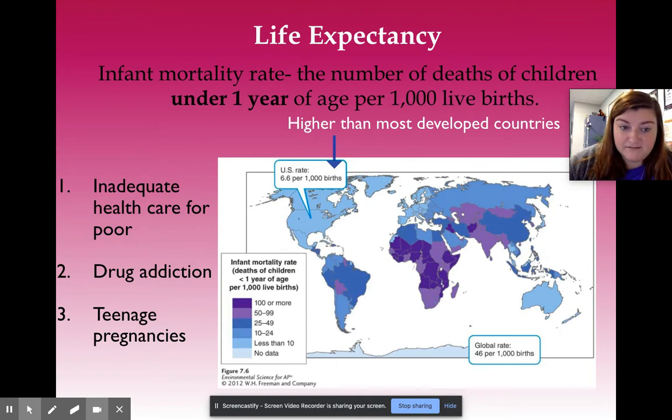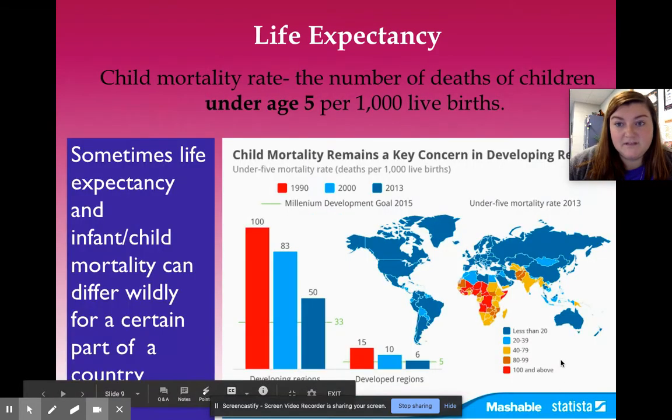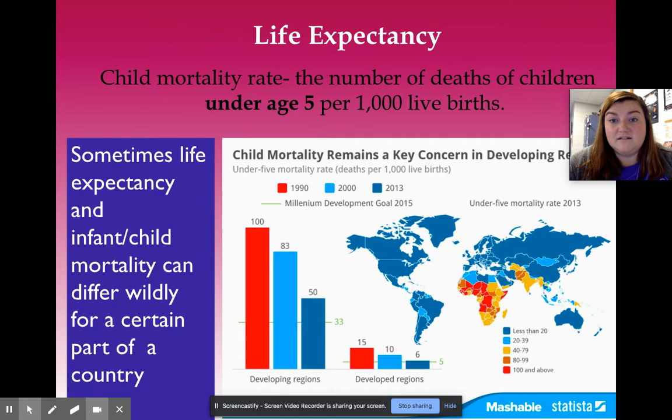Things like drug addiction, which can pretty heavily influence a child's survival rate if they're born and their body, their system is already addicted to anything, as well as teenage pregnancies. So like I said, we can't confuse infant mortality rate with child mortality rate. Child mortality rate is the number of deaths of children under the age of 5 per 1,000 live births. If they're under 1, it contributes to the infant mortality rate. If they're between 1 and 5, it contributes to the child mortality rate.